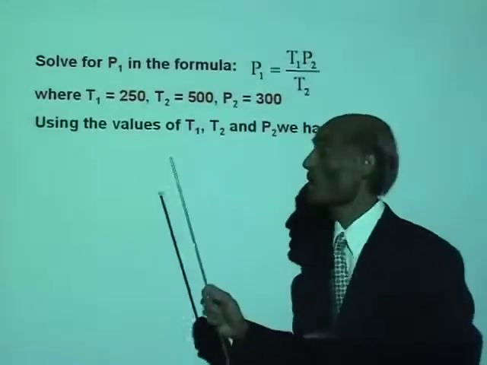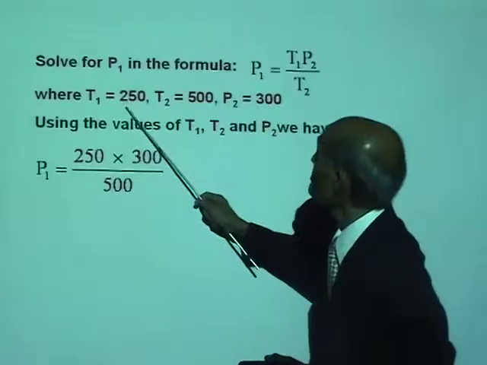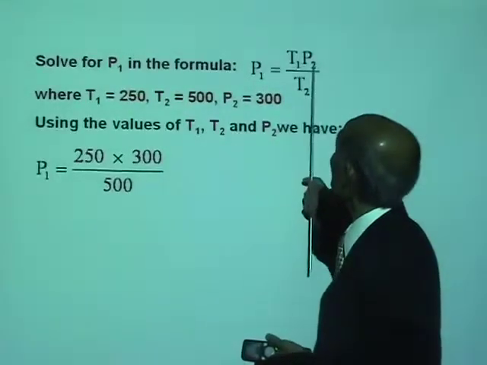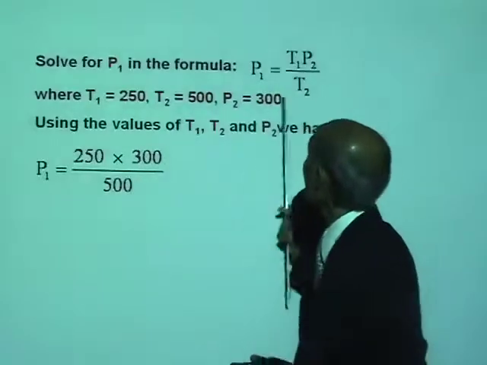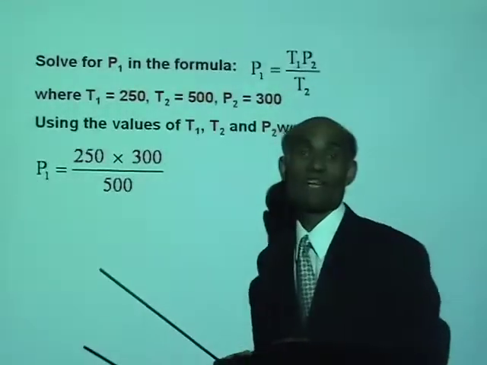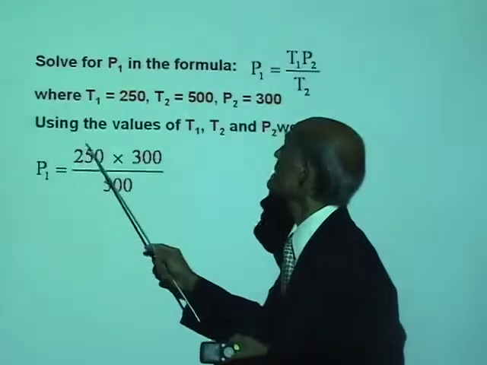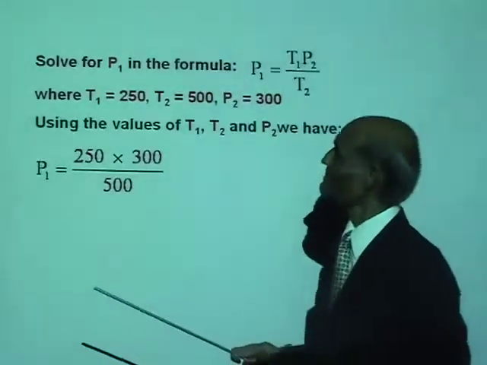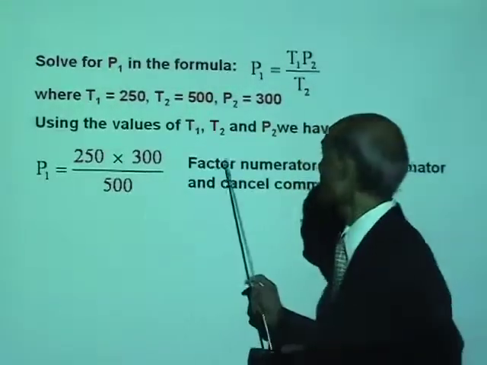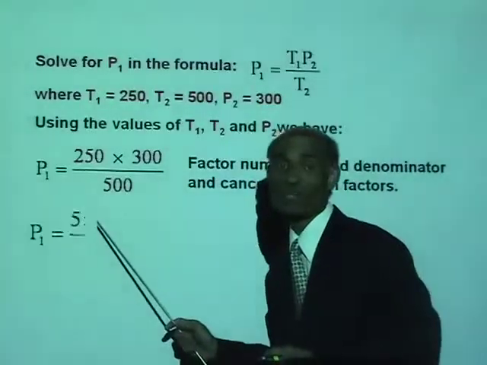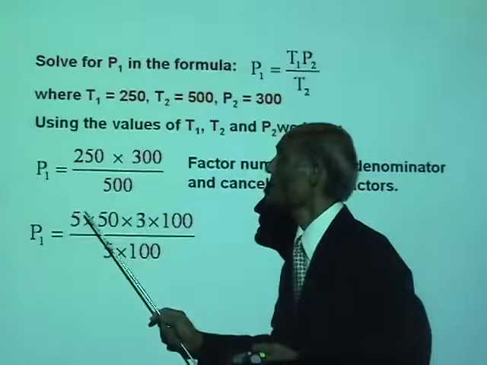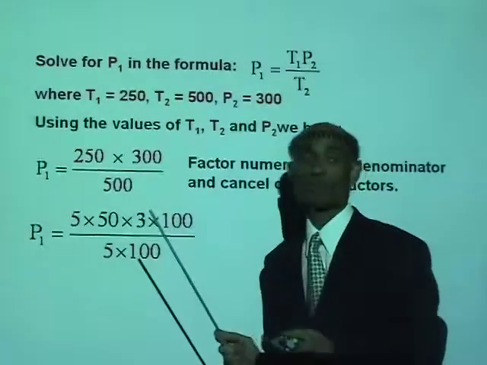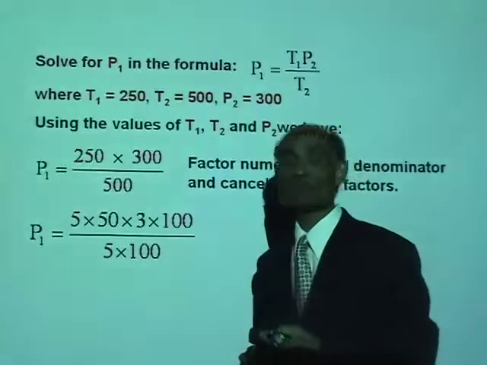Is that difficult? No. Replace T1 equal to 250, P2 equal to 300 and T2 equal to 500. In the formula we get P1 equal to T1 P2 over T2. Use their values. And now can you simplify this? Now factor the numerator and the denominator. Look at the way I have factored it. 250 is 5 times 50. And 300 I wrote as 3 times 100. And 500 is 5 times 100.